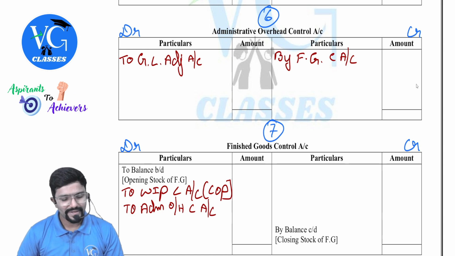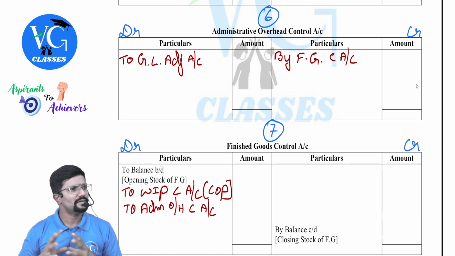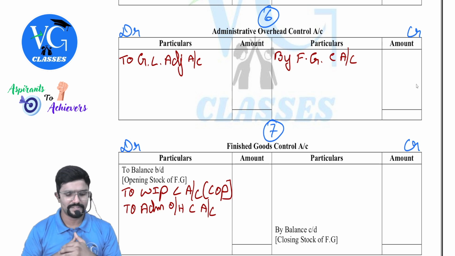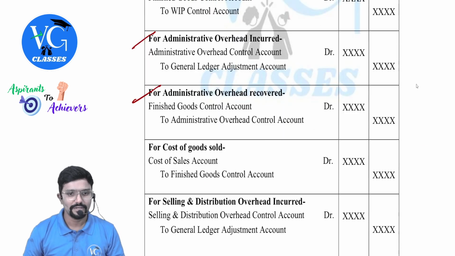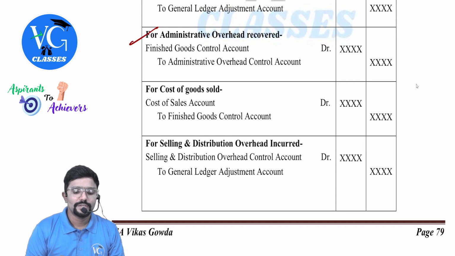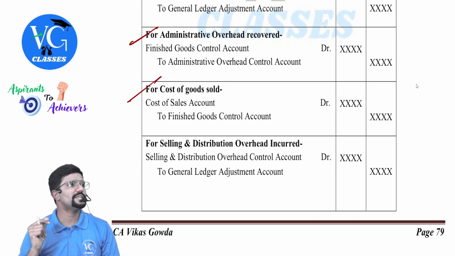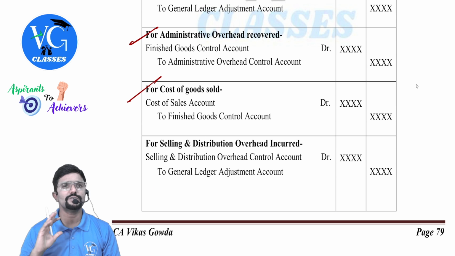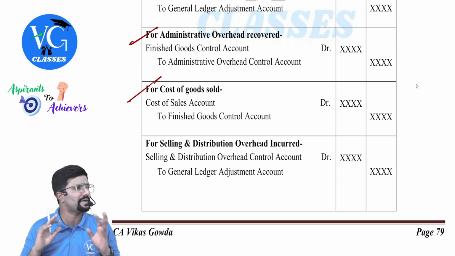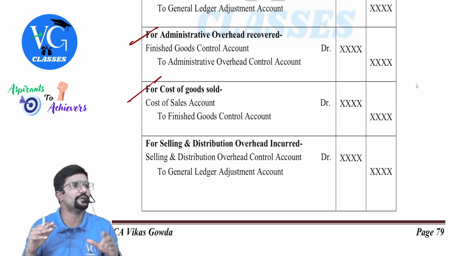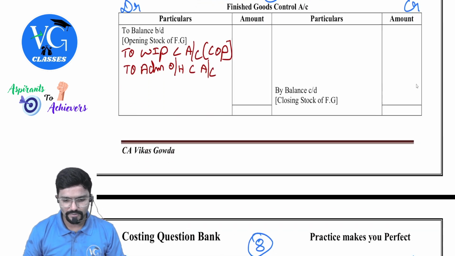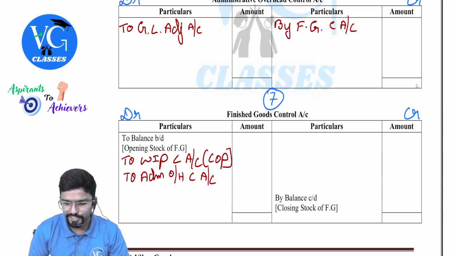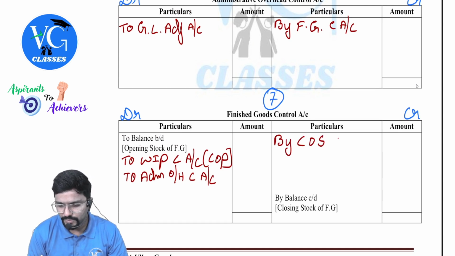There is a minor difference between the cost sheet and here. Almost the same format, but with minor differences. I will highlight it. Come back. For cost of goods sold, cost of sales account to finished goods control account. So finished goods control account is transferring. Credit the giver, debit whom are we giving it to? Cost of sales. Debit the cost of sales. Okay, finished goods. First, let us post it here. By cost of sales account.